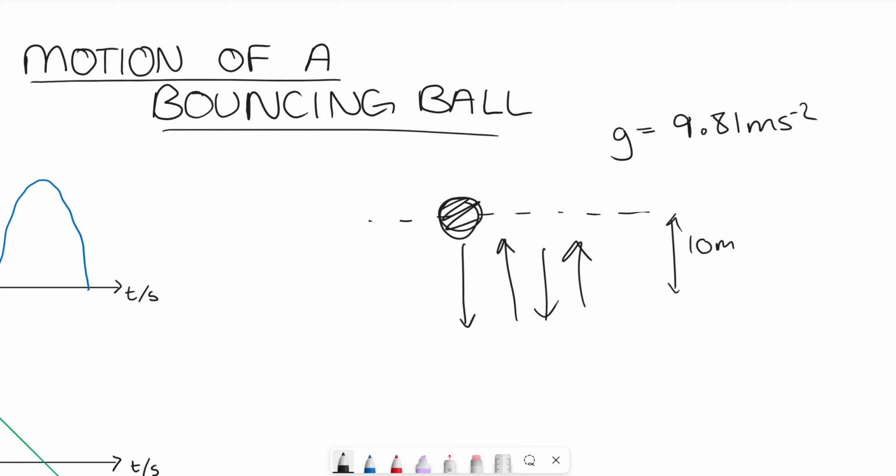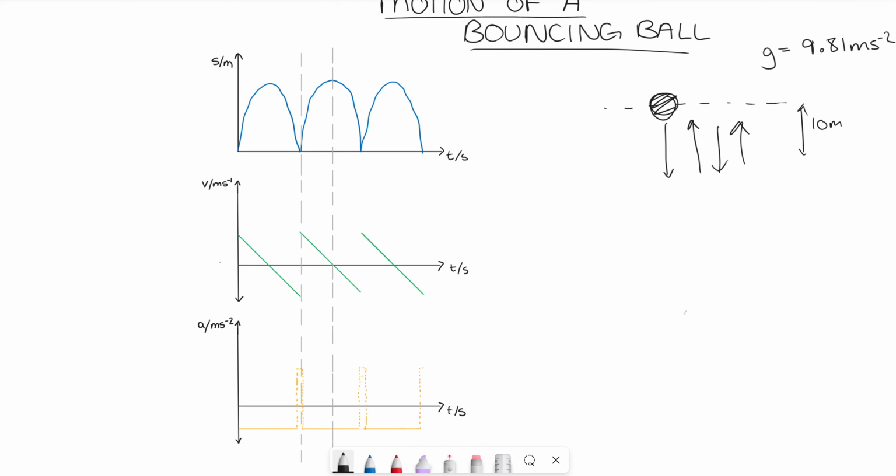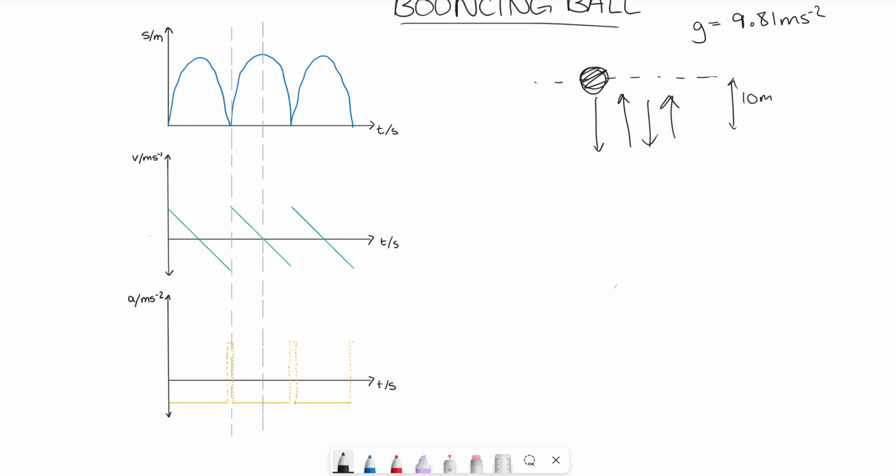Okay, so I've drawn 3 graphs here, which are the same graphs that we've just looked at. As you can see, the gray dashed lines show that these graphs are drawn at the same time. Say this is 5 seconds in, this is 5 seconds in, and this is 5 seconds in.